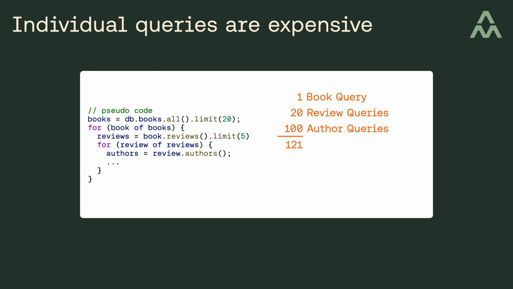Now, if each query took about 1 millisecond, then we've got a total time of about 121 milliseconds just to fetch the data. This isn't good if you want a fast, responsive system, which to most people means generating and returning a response within 100 milliseconds. But this isn't just bad because it results in slow requests.